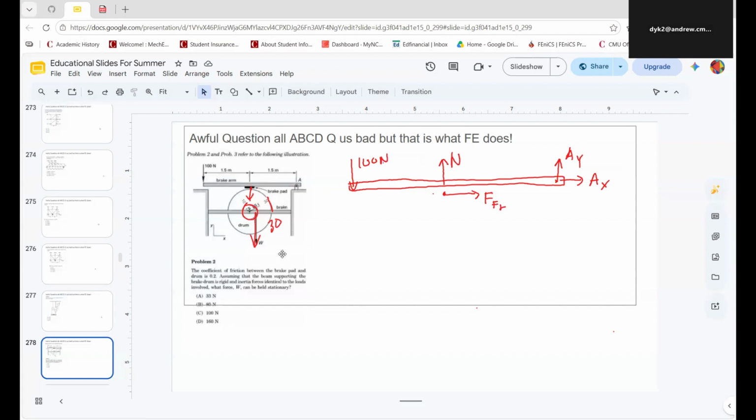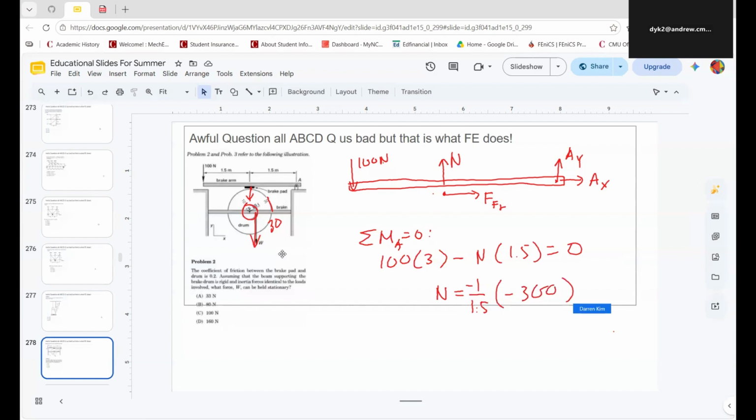So we clearly can start somewhere from here, right? Summation of moment at A is probably the first thing you thought of because we can get rid of F_fr and we can get N. So if it's 1.5, we can do summation of M_A equals 0 globally. And then we can say 100 multiplied by 3, that is positive, minus N multiplied by 1.5 equals 0. So N equals 1 divided by 1.5 multiplied by 300. In your calculator, that equals about 200 newtons.